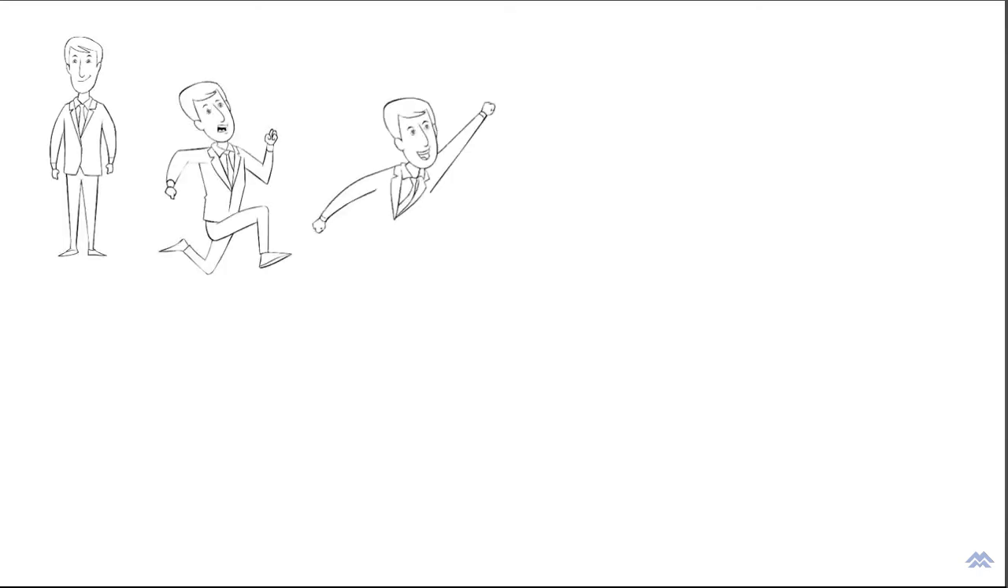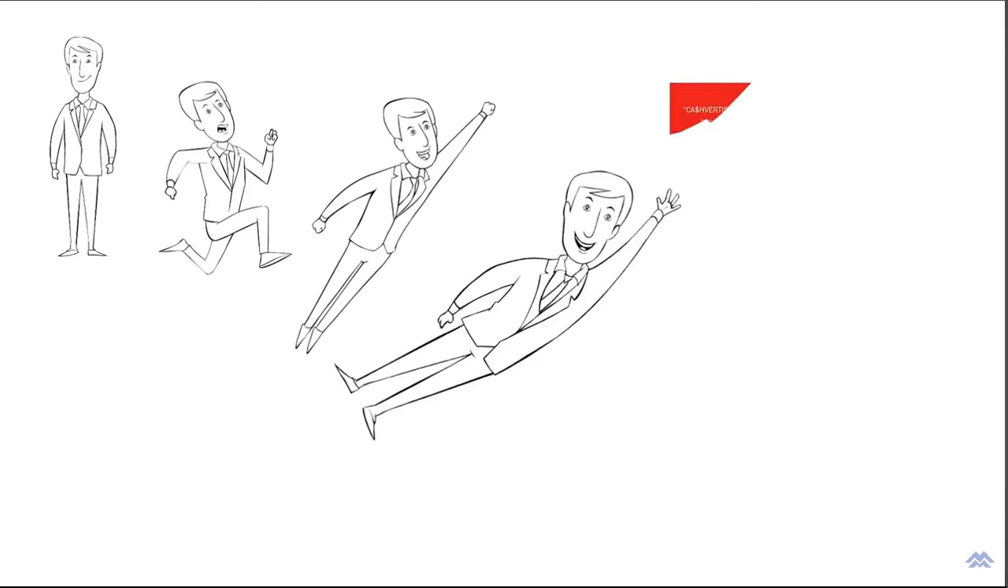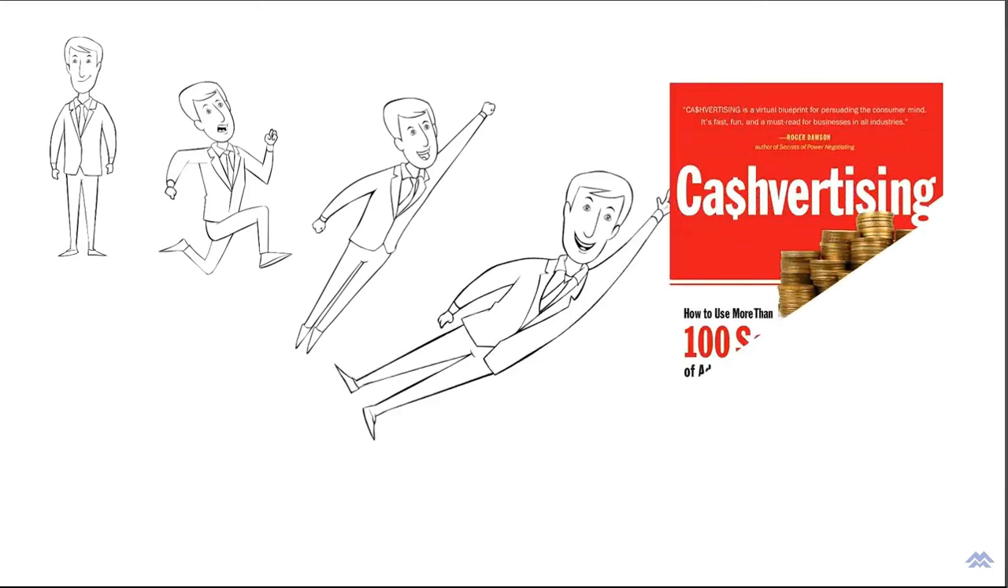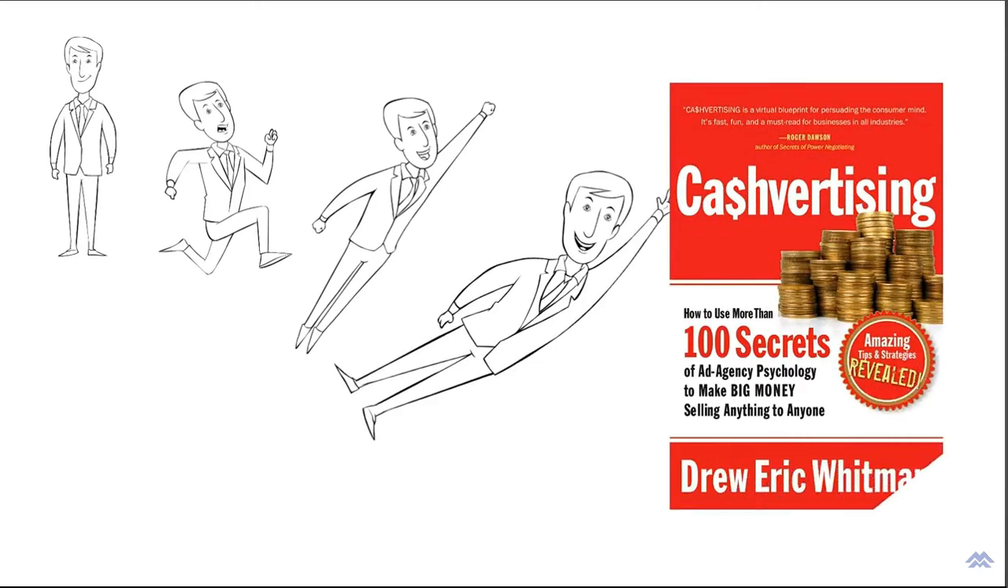But more on that later. Now, with that being said, here are some of the main concepts from Drew Eric Whitman's book titled Cashvertising: How to Use More Than 100 Secrets of Ad Agency Psychology to Make Big Money Selling Anything to Anyone.